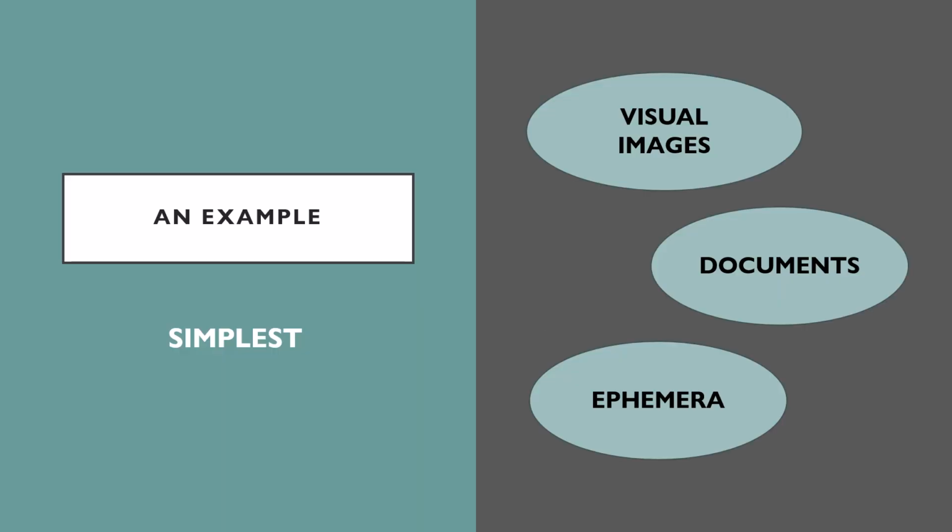For organizations that may not have very much material, you might consider just setting up 3 categories, such as visual images. This can include photos, slides, video, artwork, etc. Documents, and ephemera, which is a fancy archival term for physical stuff, such as costumes, kits, buttons, souvenirs, that kind of thing.